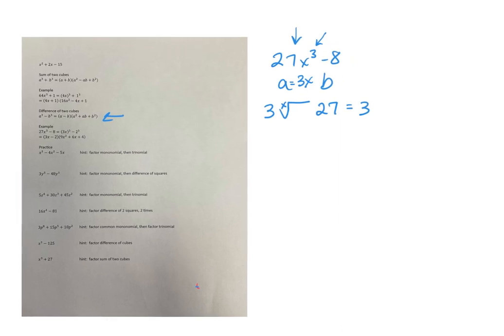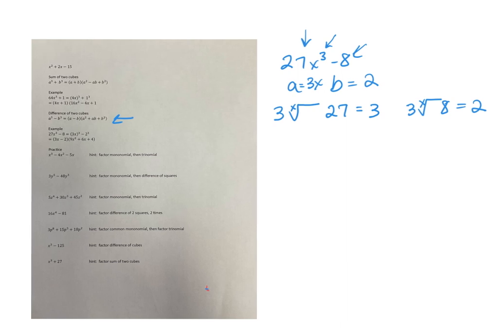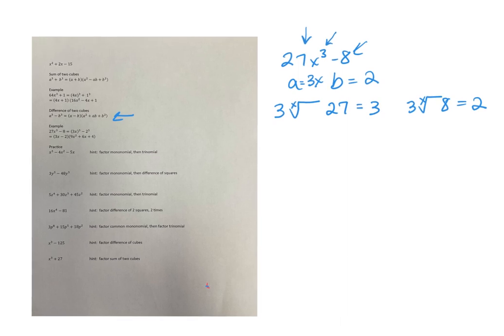So b is the cube root of 8. If we don't know that, we can use our calculator just like we did for 27 and hit the number 3 and then the x radical 8, and that should give us 2. So b is equal to 2. Now if we look at our formula, the difference of cubes formula is a minus b times a squared plus ab plus b squared.